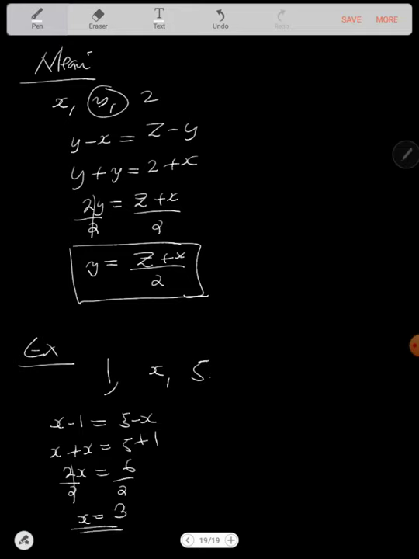You can tell from 1, 3, 5 that the common difference is 2. So that's how we can find the missing value of x or any missing term, even if you've been given the mean. There is no problem.